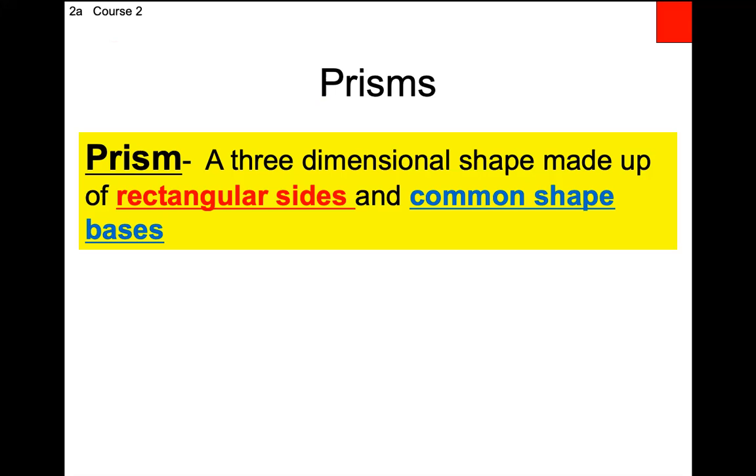You get two of those. In this case, two hexagons. But it could be anything. It could be a triangle. It could be an octagon. It could be a dodecagon. I get two of them that are parallel and the sides are rectangles. That's a prism. In science class, they literally shine a light through it and it makes rainbows. Have you seen that before? What's a dodecagon? Look it up.